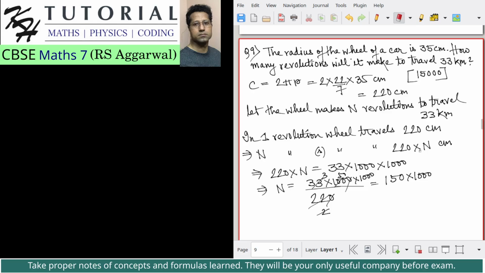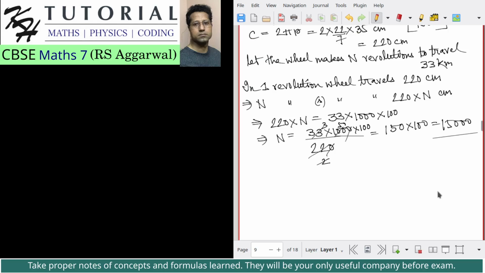Sorry, I am making a lot of mistakes. 33 kilometer is equal to 33 multiplied by 1000 meter, and 1 meter is equal to 100 centimeter. So now we have 150 multiplied by 100, so this is 15000. This number of 15,000 revolutions the wheel of the car will make in traveling a distance of 33 kilometer.